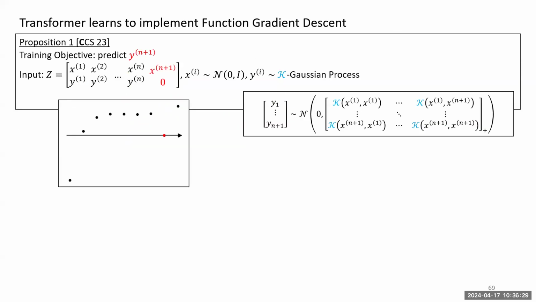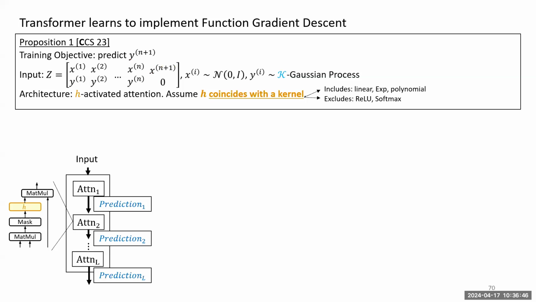So to warm up, we'll see that the transformer learns to implement functional gradient descent when the activation H coincides with the kernel. Recall this familiar problem setup. We're given n demonstrations. The query is in red, and the points are generated from some k-Gaussian process. And we'll let the transformer have nonlinear activation H in orange, and we assume that H coincides with the kernel.